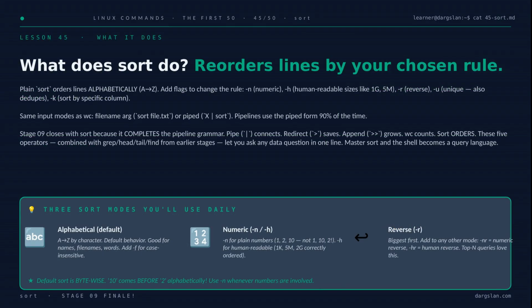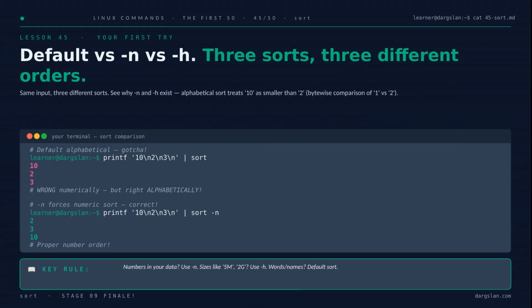So what does sort actually do? It reorders lines by whatever rule you give it. Plain sort goes alphabetically, A to Z, and here's the gotcha that bites everyone. It's byte-wise, so 10 comes before 2. Add -N for real numbers, -H for human-readable sizes like 1G or 5M, and -R to flip any order so the biggest lands on top. 3 modes, used daily. Let's prove it.